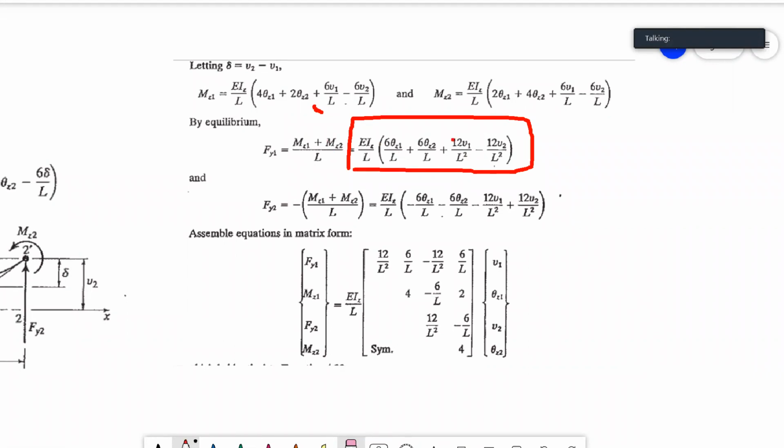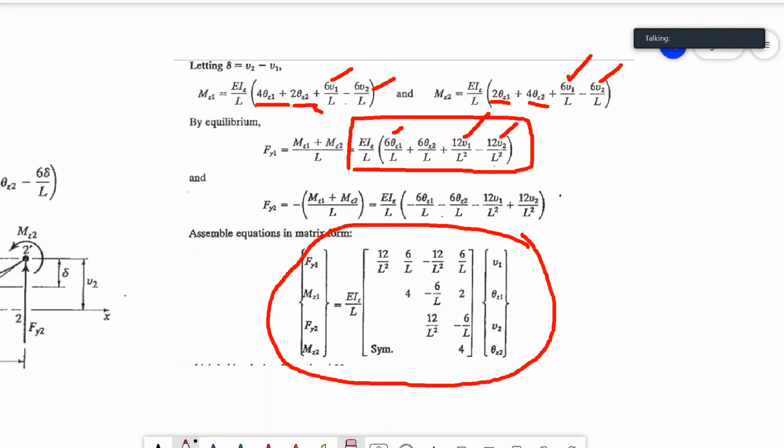As you notice, V1 becomes 12 because you're adding 6V1 and 6V1. And V2 becomes negative 12, because you're adding negative 6V2 and negative 6V2. Then 6 theta Z1 because you have 4 theta Z1 and 2 theta Z1, and 6 theta Z2 from 2 theta Z2 and 4 theta Z2. And when you express that in matrix form, you have this.